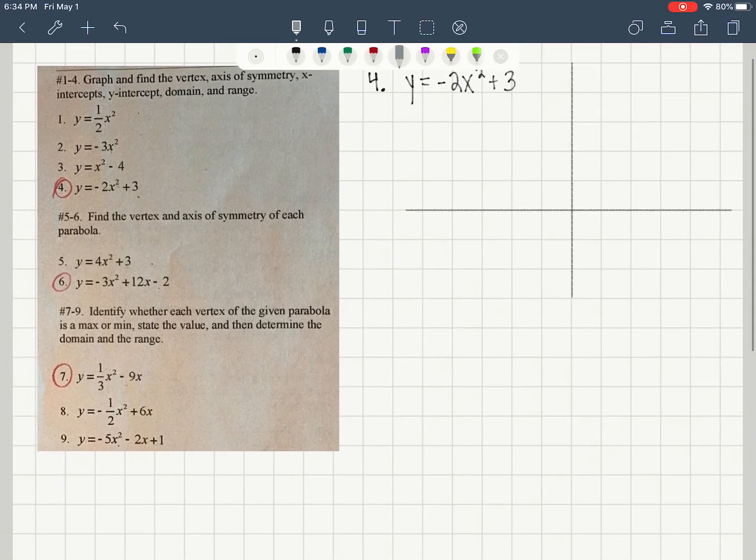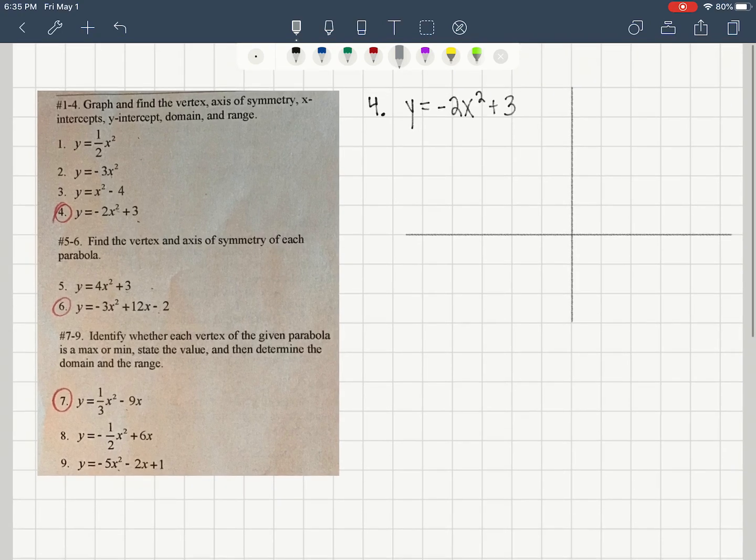So we're going to graph and find the vertex, axis of symmetry, x-intercepts, y-intercept, domain, and range for number 4. Y equals negative 2x squared plus 3. That is a parabola because it's a quadratic. And there's no linear term, so it's just an x squared shifted up 3. So we're going to go up 1, 2, 3.